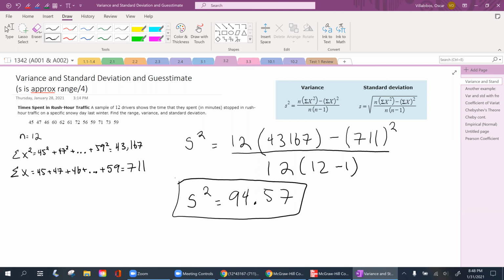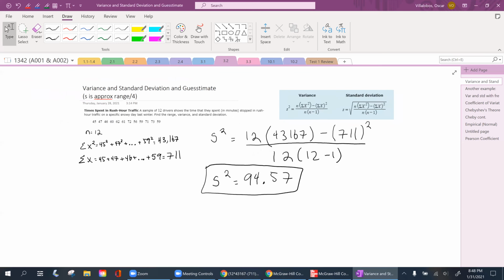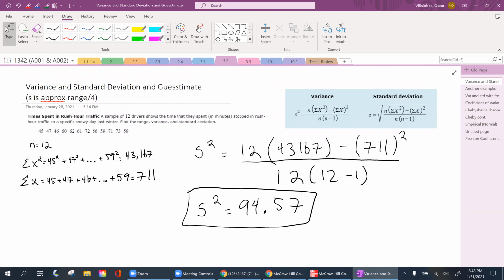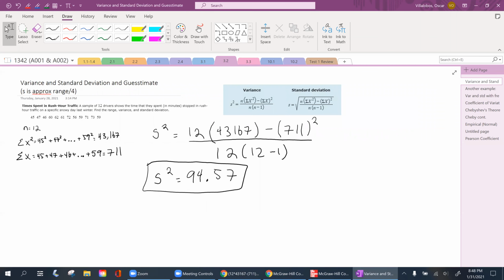If you want to find your standard deviation, you solve for s squared. How would you get s by itself? I would take the square root of both sides. So in other words, once you find your variance, all you need to do is take the square root to find your standard deviation. Let's see what that gives us. The square root of 94.57 gives me 9.72.